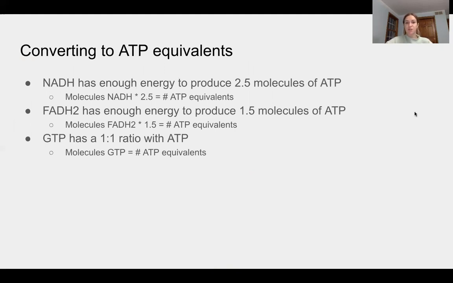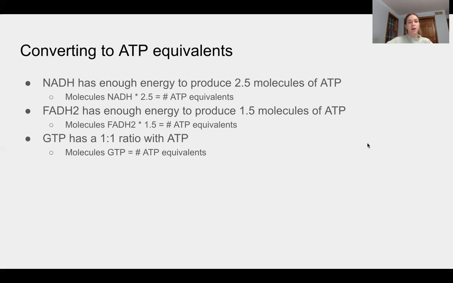So basically, this is just the formula on how to convert these other energy products into ATP. So NADH has enough energy to produce 2.5 molecules of ATP. However many molecules of NADH you have, you can multiply that by 2.5, and that's how you get ATP equivalents. FADH2 similarly has enough energy to produce 1.5 molecules of ATP. So however many molecules of FADH2 you have, you can just multiply that by 1.5 to get your ATP equivalents for that.